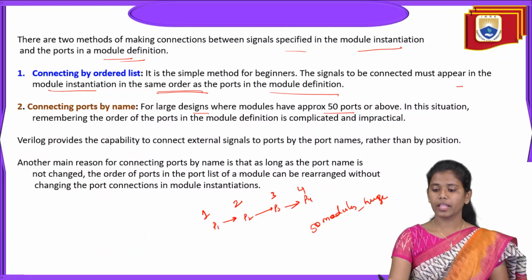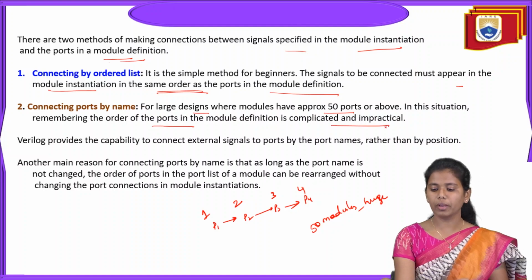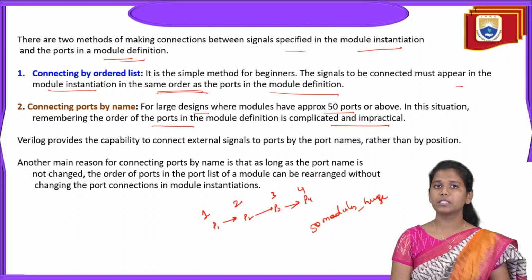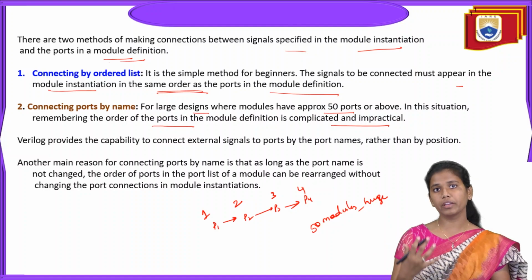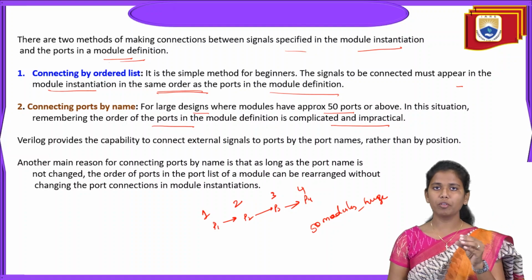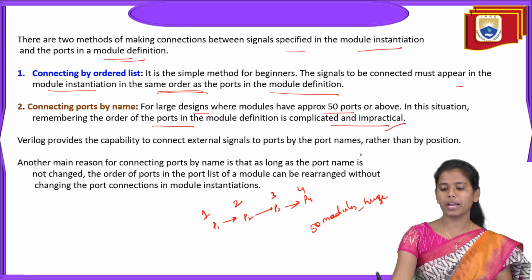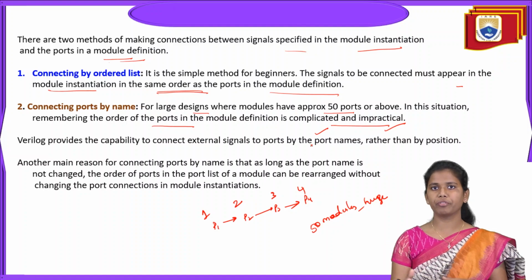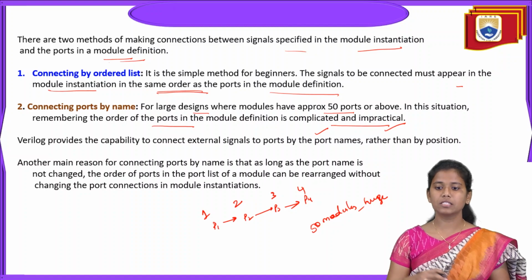In this situation, remembering the order of the ports in the module definition is complicated and impractical. So obviously, if your design is complex, it requires more modules, more than 50 modules. In such a case, it's better to connect by the name of the module. But even then, it's impractical and complicated. Most of the time you don't prefer connecting ports by name, as it is very complex to design and very chaotic.